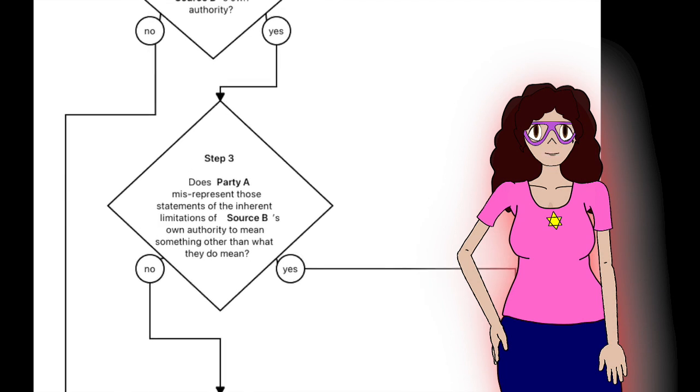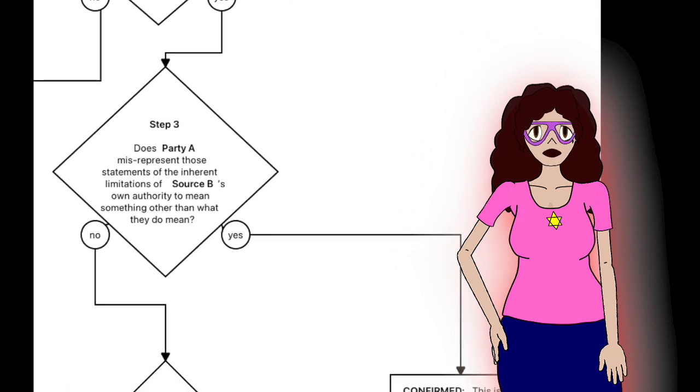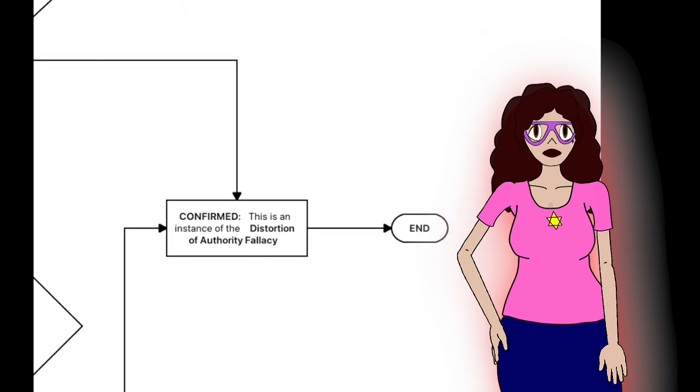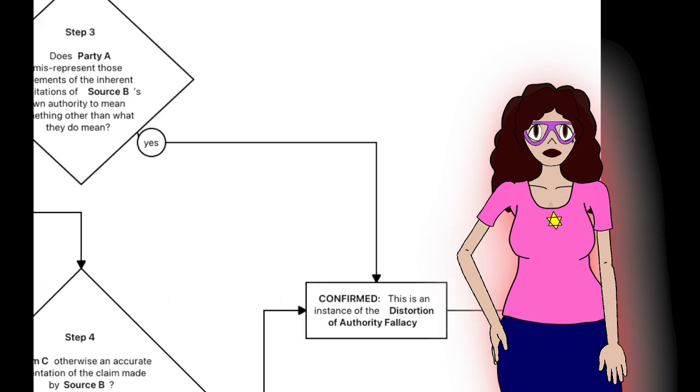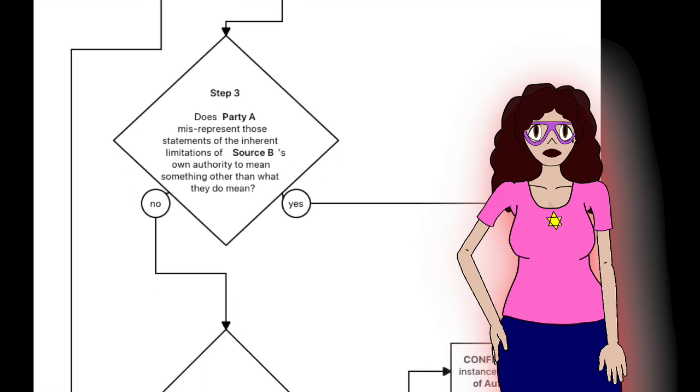In step 3 we ask, does Party A misrepresent those statements of the inherent limitation of Source B's own authority to mean something other than what they do mean? For example, in the example that I gave, if Source B's statement contains the disclaimer that I mentioned in the previous step about the inherent limitations of science, and Party A presents that as meaning that it is okay to just disregard what science says if we do not like it, then that would be an example of what this step is checking for. If the answer is yes, then it is confirmed that this is an instance of the distortion of authority fallacy.